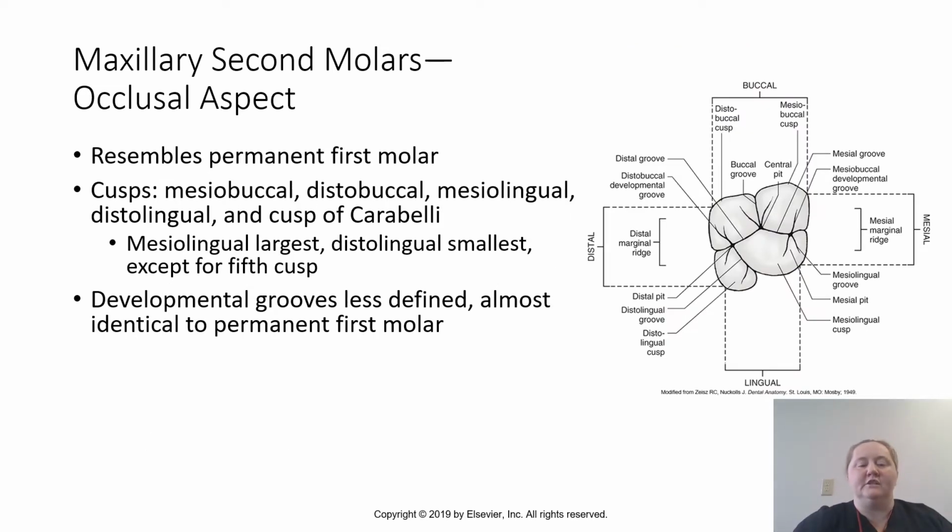Okay, as far as the occlusal aspect, again, it's going to resemble that of the permanent first molar. We're going to have the mesial buccal cusp, distal buccal cusp, the mesial lingual cusp, distal lingual cusp, and then the tubercle or cusp of Carabelli. The mesial lingual is the largest, the distal lingual is the smallest, except for our fifth cusp, right? Just like it is with the permanent maxillary first molar. Developmental grooves are less defined and almost identical to the first permanent molar, okay?